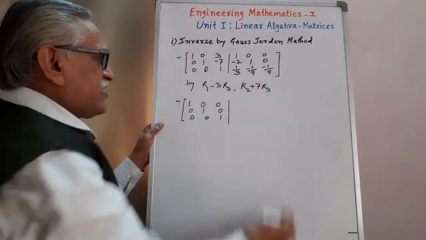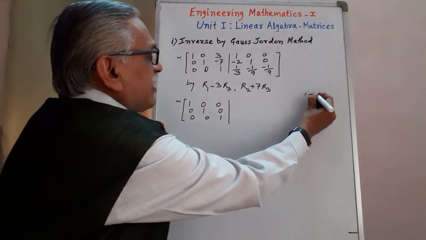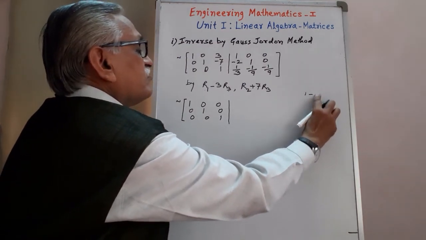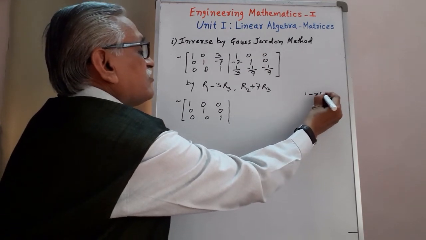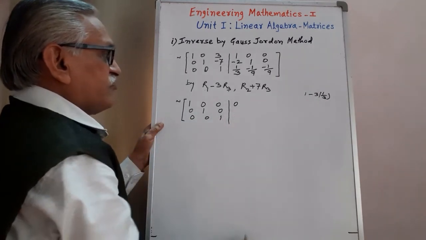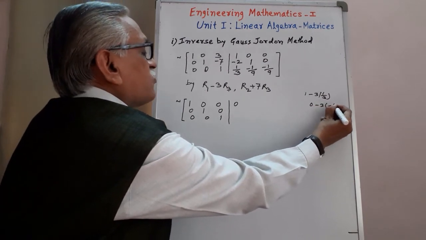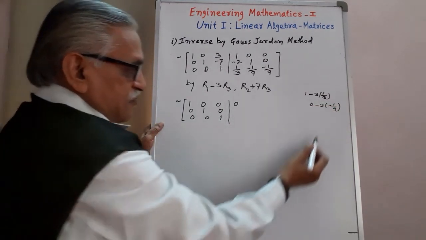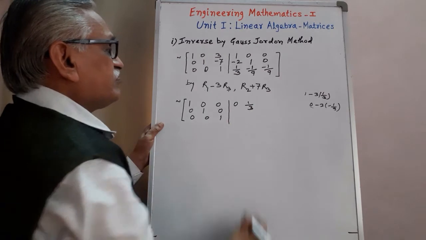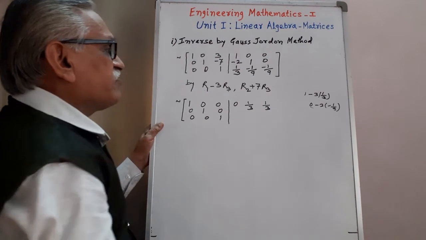Applying the same on this matrix, R1 minus 3 times R3. Therefore, it is 1 minus 1 by 3 times 3. Therefore, 3 get cancelled. 1 minus 1, we get 0. Then 0 minus 3 times minus 1 by 9. Therefore, 3 is 9. Therefore, it is minus minus plus 1 by 3. Same element. Therefore, we get here also 1 by 3.